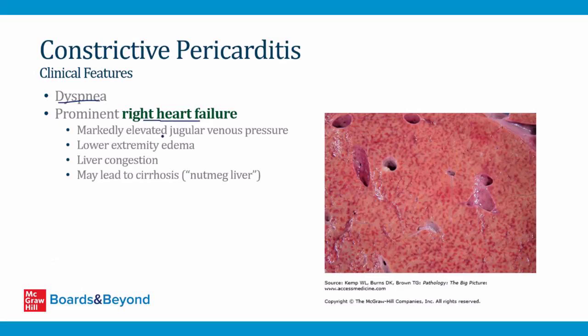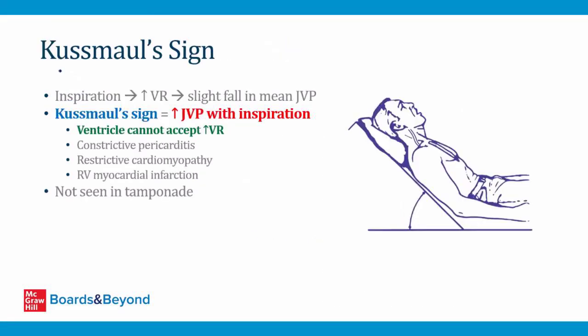So these patients present with markedly elevated jugular venous pressure, they have lower extremity edema, their liver can become very congested from this prominent right heart failure, and this sometimes leads to cirrhosis if the constriction isn't identified and treated. When this happens, the liver is described as a nutmeg liver, and that's because it starts to look like a nutmeg from being soaked with fluid for so long from right heart failure. There's a classic physical exam finding of constrictive pericarditis called Kussmaul's sign, so let's talk about that now.